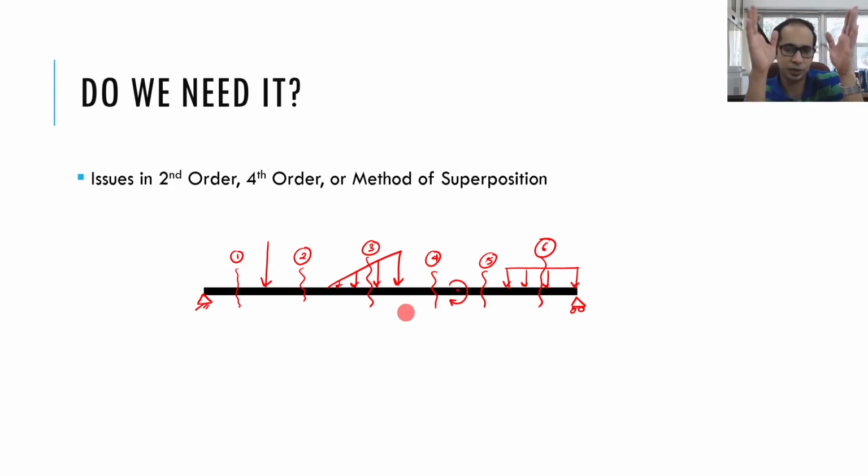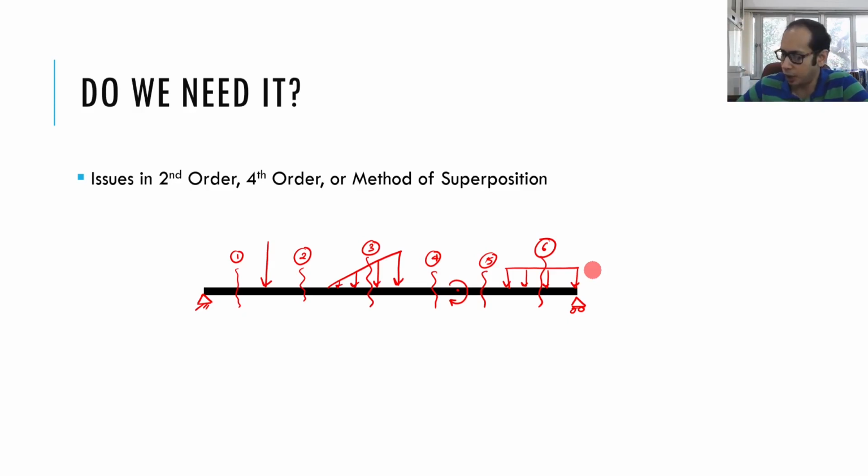That gives you a glimpse of what the problems are if you are using the second order or fourth order method. Now you might argue that you will use the method of superposition, but see how many different beams you have to break this kind of beam up into. You have to break it up into a simply supported beam with a point load, a beam with a triangular load, a beam with a point moment, and a beam with a UDL. You have to find the individual deflections or slopes at whichever point is of interest. Then you have to aggregate and add them all back together. So all these three techniques, the second order, fourth order, or the method of superposition, make your life too tedious.